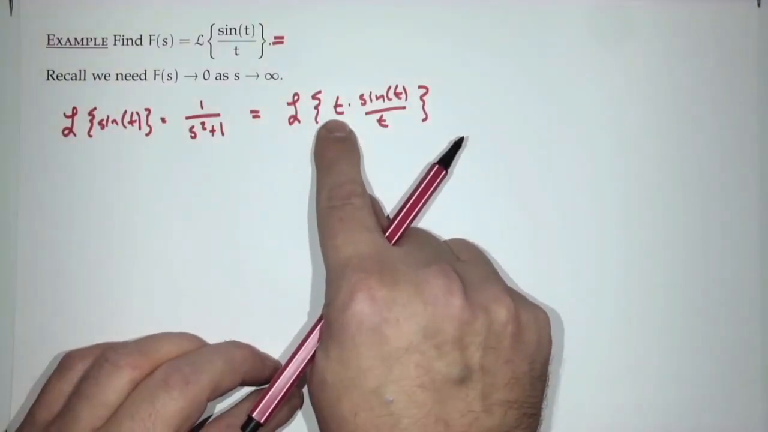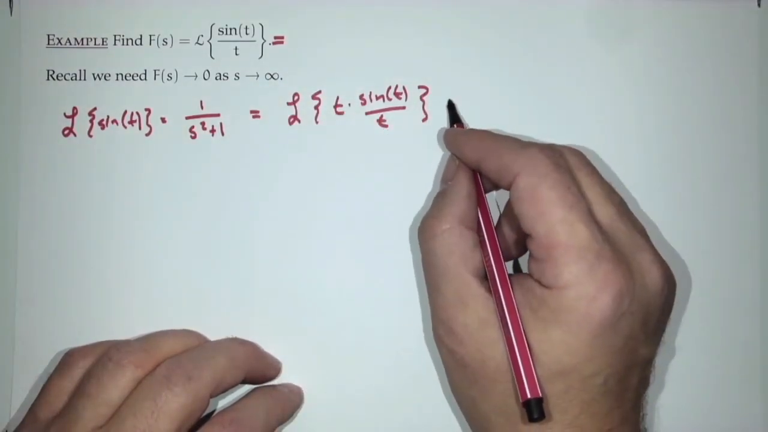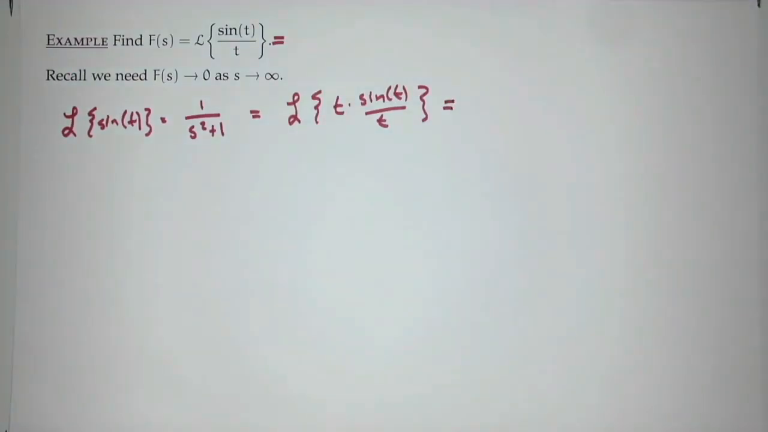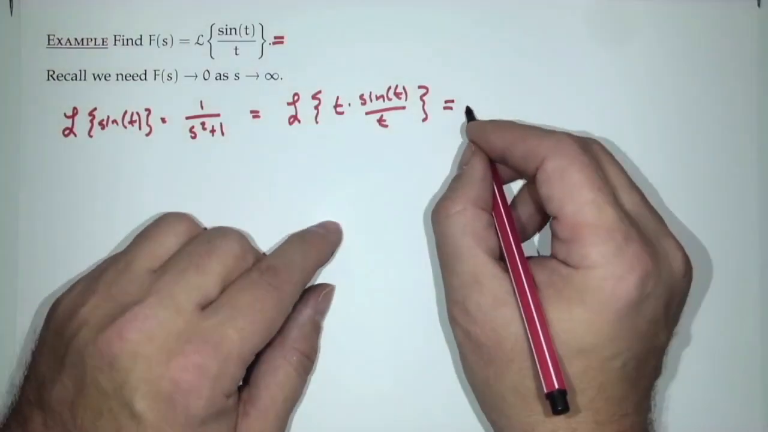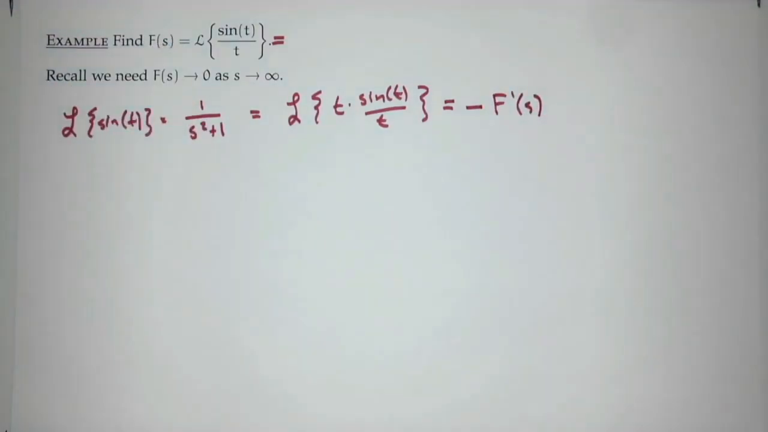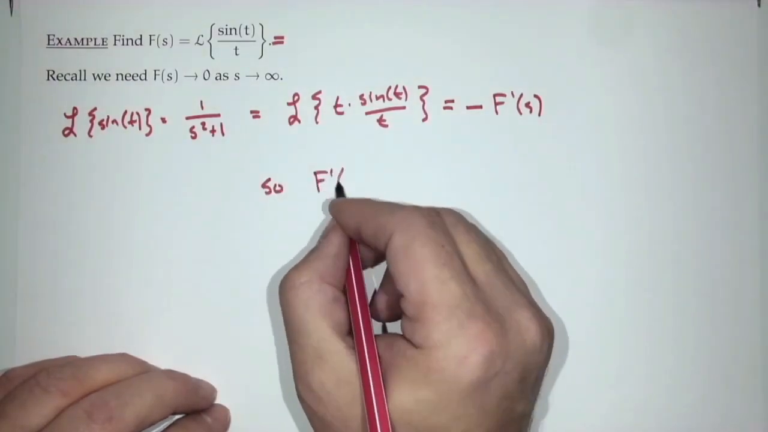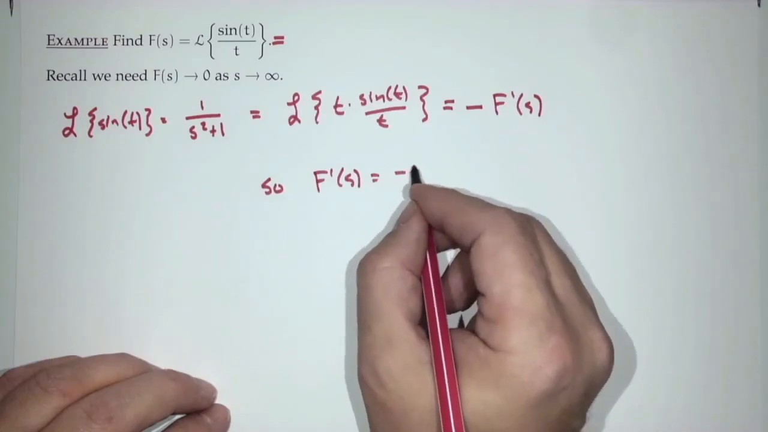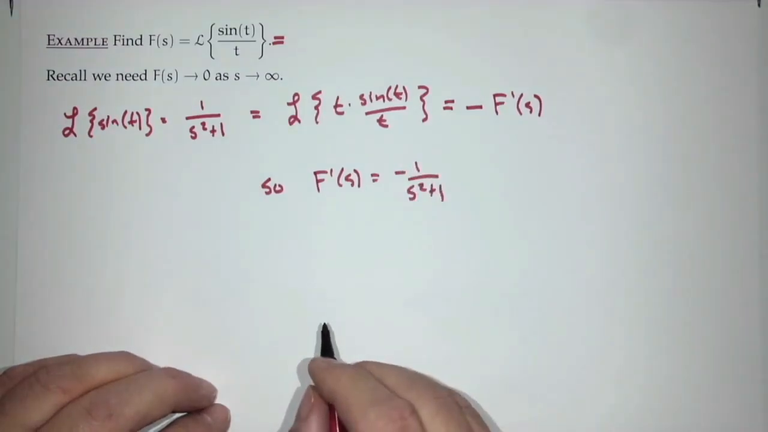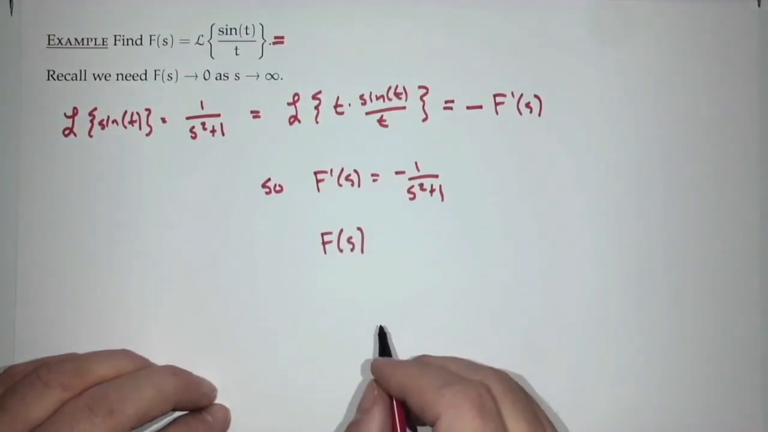But according to our rules, if I have t times something, what does that correspond with? It's the negative of the derivative. So F prime of s is negative 1 over s squared plus 1. Okay. Do we know an antiderivative of 1 over s squared plus 1?